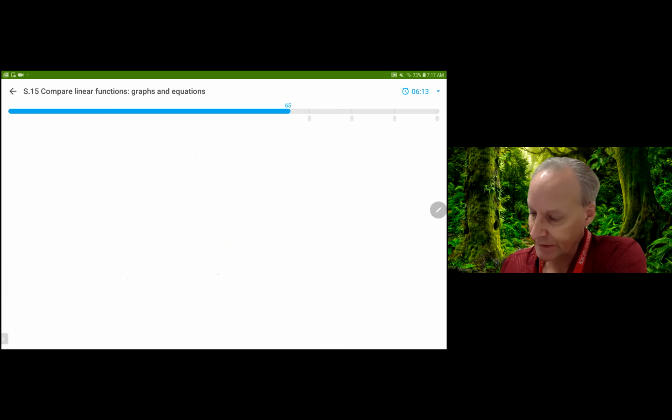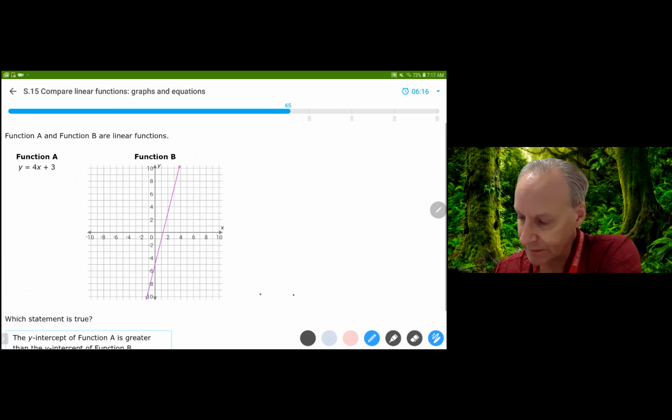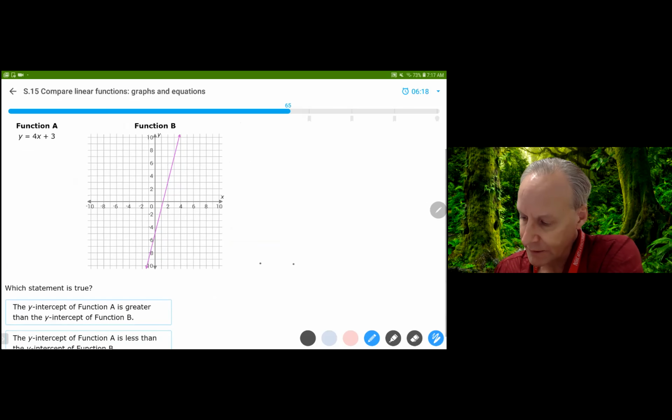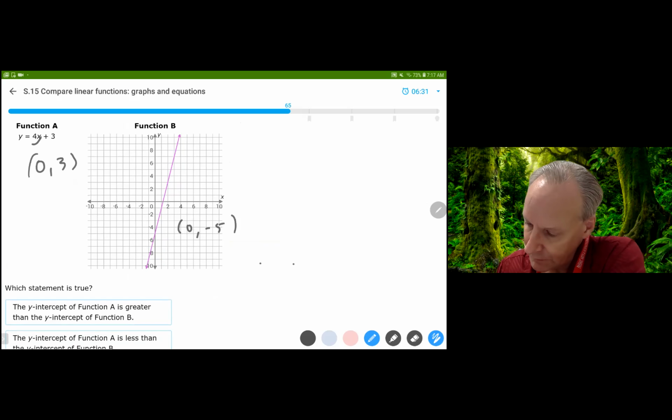Okay, way more explanation than you probably wanted, but okay, let's take a look at this one. The y-intercept of A is 0, 3. And the y-intercept for function B is 0, negative 5. So A is much greater.